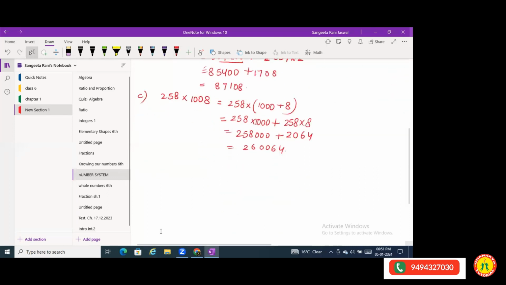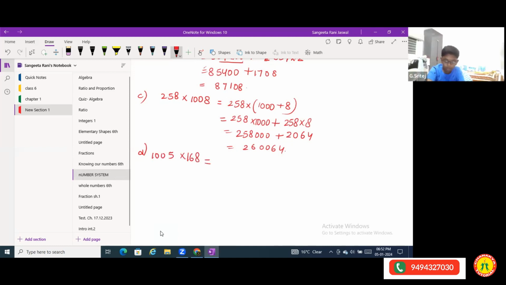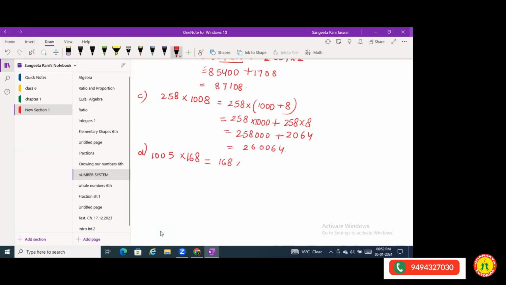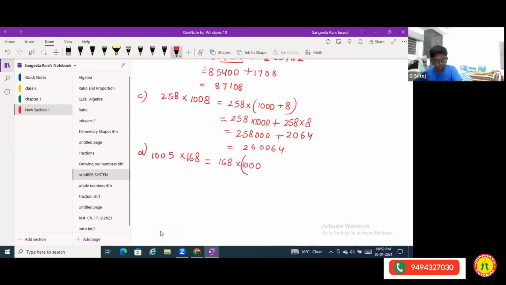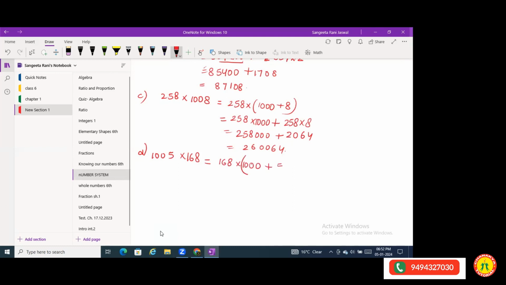Just one last one. Sritej will tell me this one. 1005 multiplied by 168. Sritej, tell me. Ma'am, first we have to multiply 168 into 1000. First we will write like this, 1000 plus 5. Then we will multiply 168 with 1000.